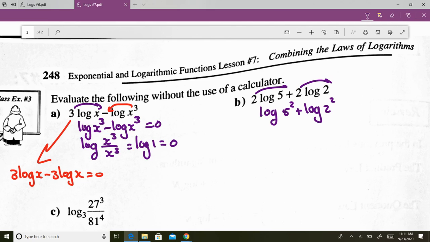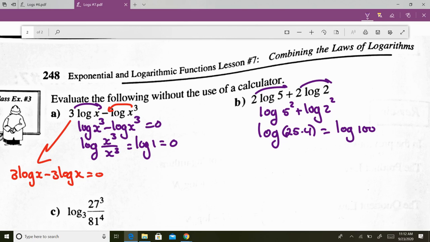We are adding, so that means we are what? Multiplying. What's 5 squared? What's 2 squared? 4. So we're really just going log of 25 times 4. Are we okay with me shorthanding that? Skipping a step there. What's 25 times 4? So now I've got log of 100.